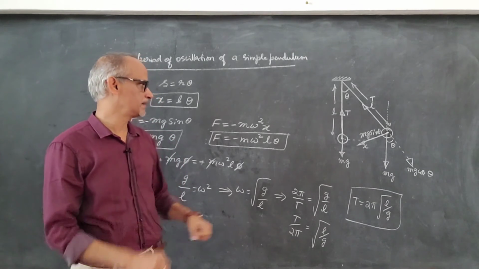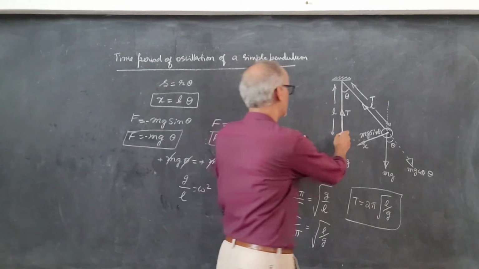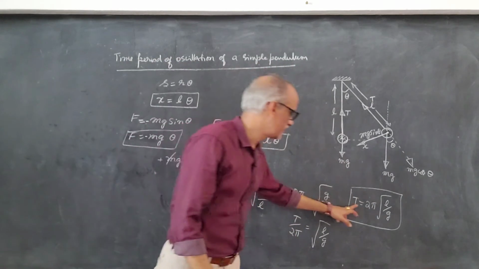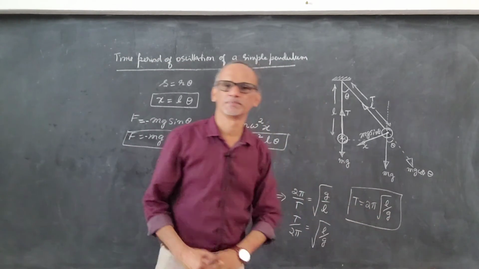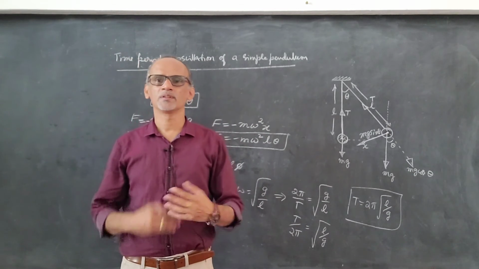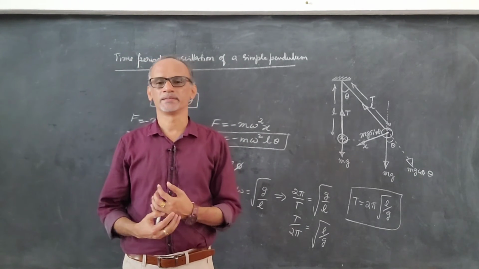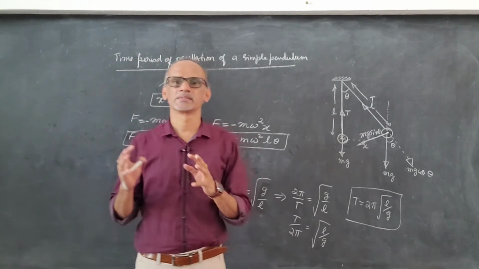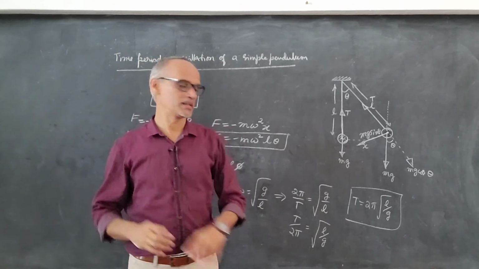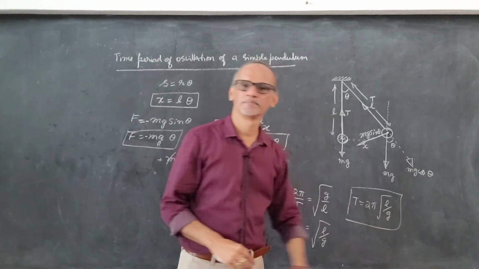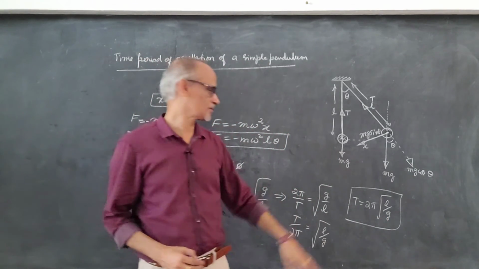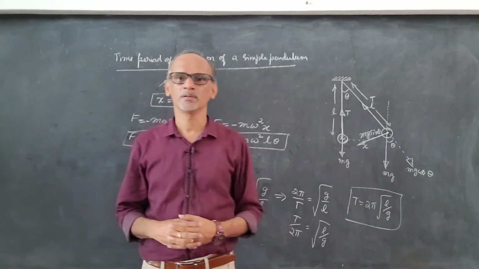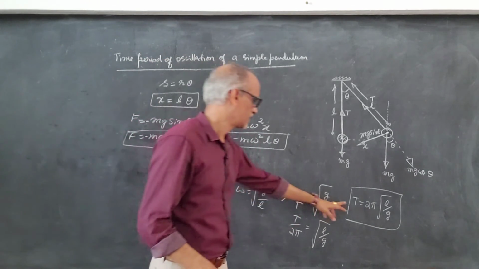And the time period is independent of the mass of the bob. It doesn't depend on the mass of the bob. And the time period varies inversely as root g. Now, on the moon, what is the time period? Is it the same as that on the earth? The answer is no. On the moon, the value of g is lesser, correct? So that means the time period of oscillation is more on the moon. So like this, we can find the time period.